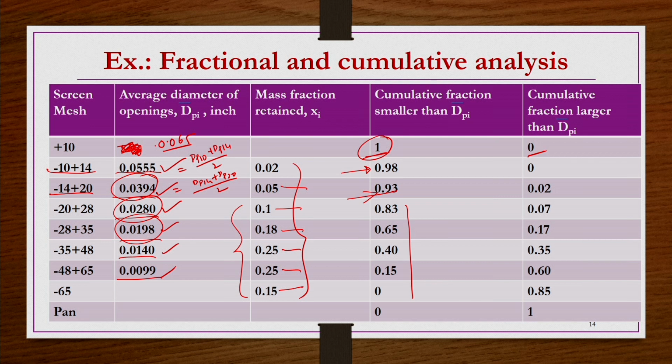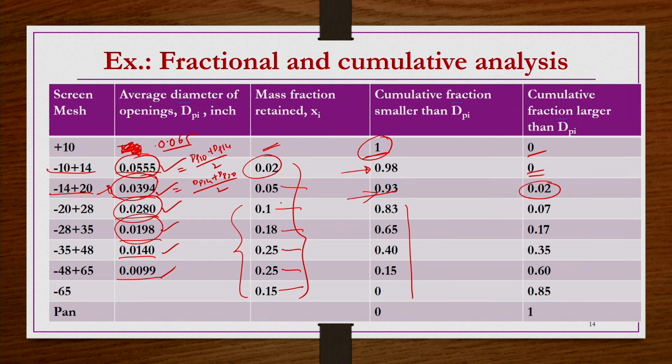What is the fraction of material whose size is more than 0.0555? There is no fraction here, so again this one is also 0. What is the fraction of material whose size is more than 0.0394? Only 0.0555 is more than 0.0394. So, only this 0.02 should come here.